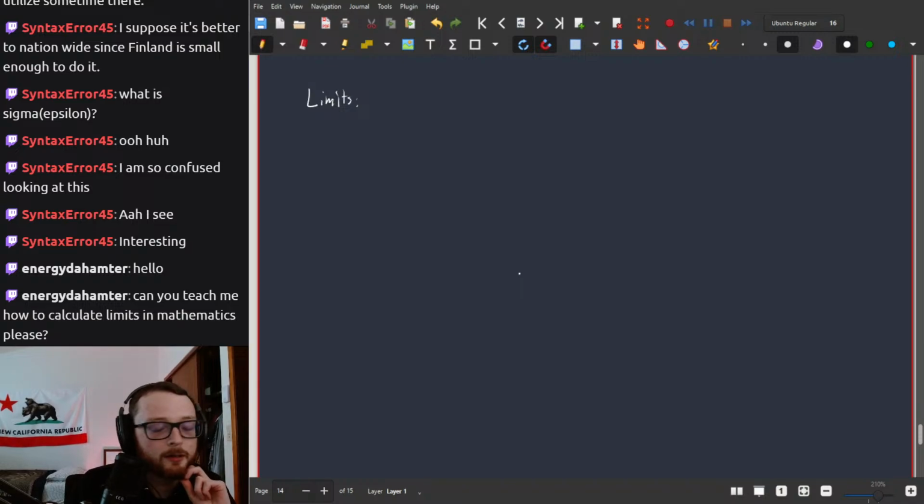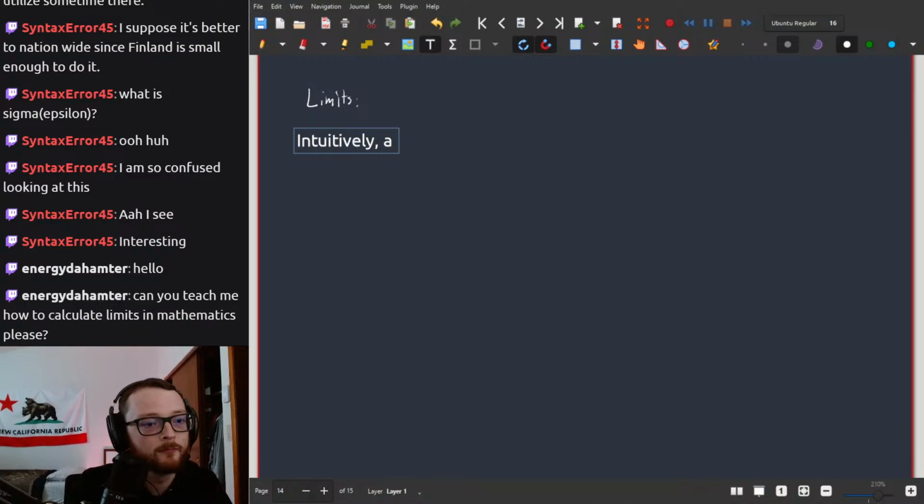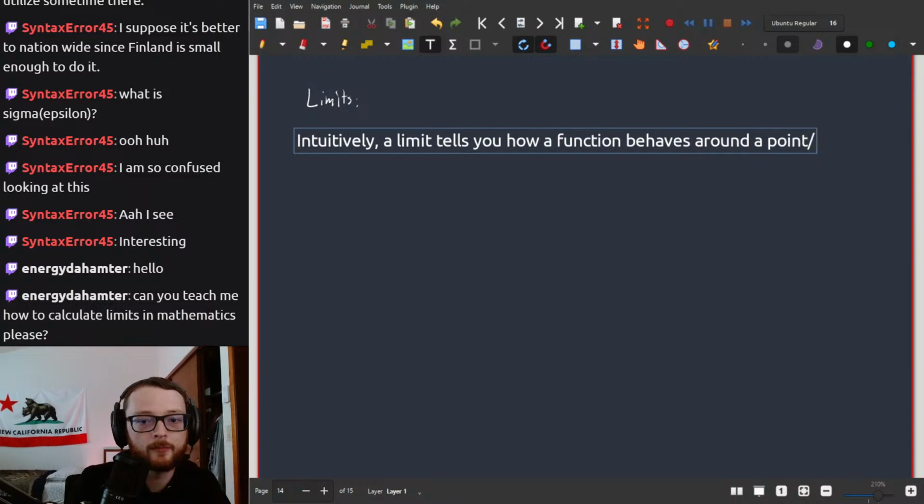So, just speaking intuitively, not formally, a limit tells you how a function behaves around a point.